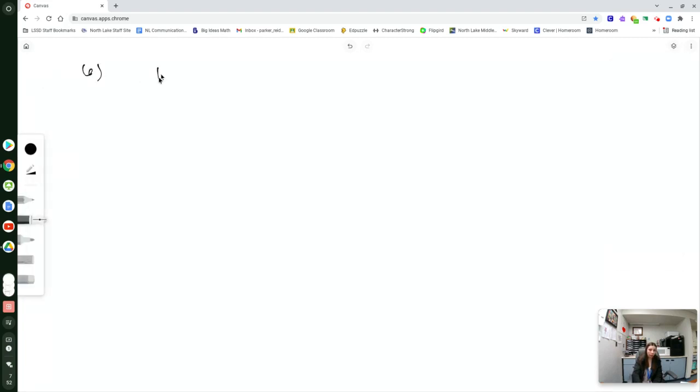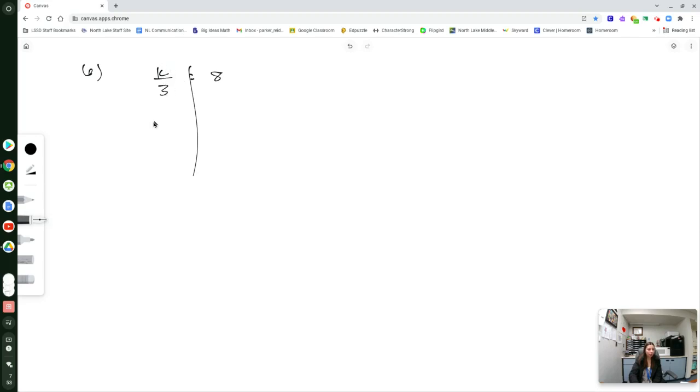Question 6 says k over 3 equals 8. I'll draw my line through my equal sign. Now I need to remember when it says k over 3, what does that mean? What operation is happening between k and 3? The fraction bar means they're divided. So this means k divided by 3. And I don't want to know what that is. I want to know what k is.